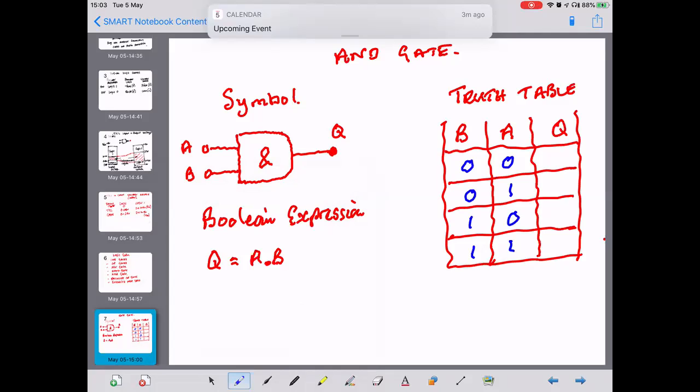So for the output Q to be on in an AND gate, the only case is when both B and A are turned on. So that's the only logic high we get, and the other three are low. So the truth table for an AND gate is that we need both inputs on to get the output on.